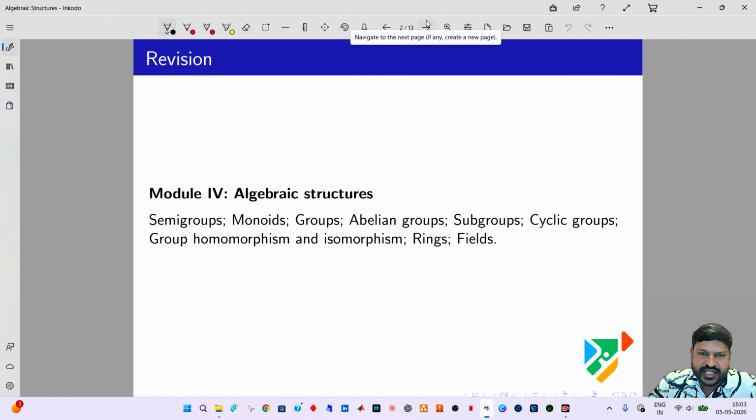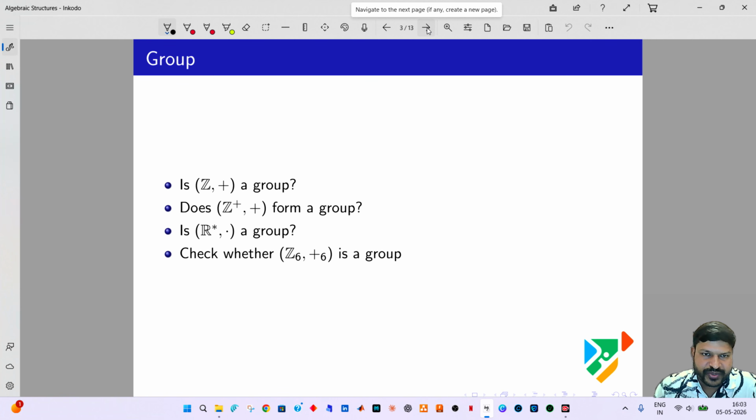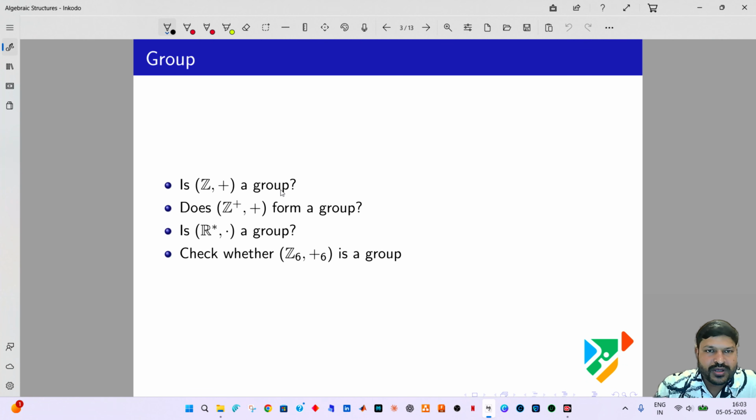Revision lecture on algebraic structure where we'll solve a few problems. I hope you have already gone through the basic definition. So we'll begin with the examples. The first question to begin with: Z under addition, is it a group?